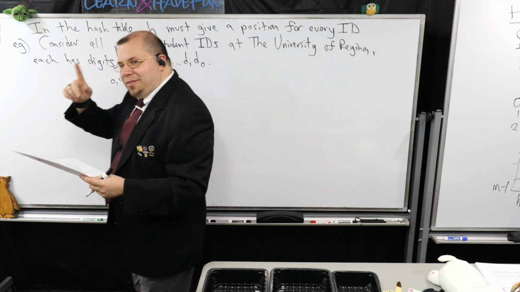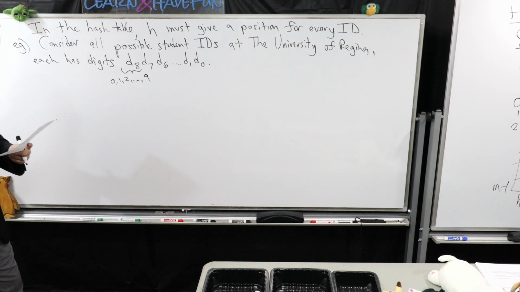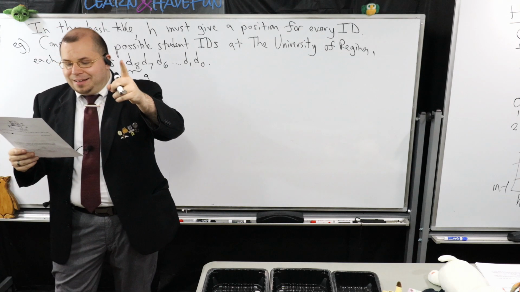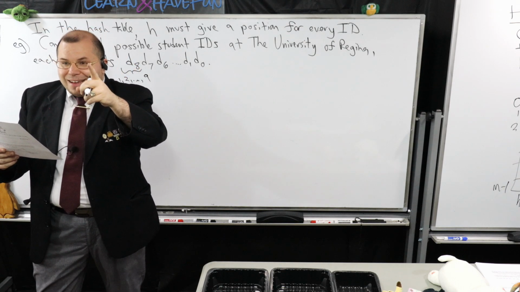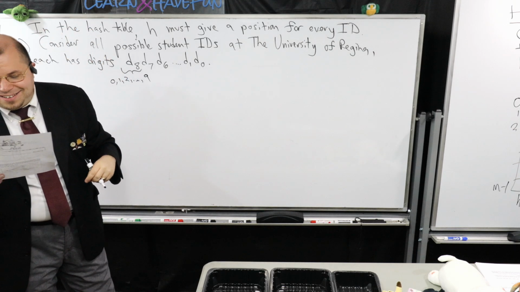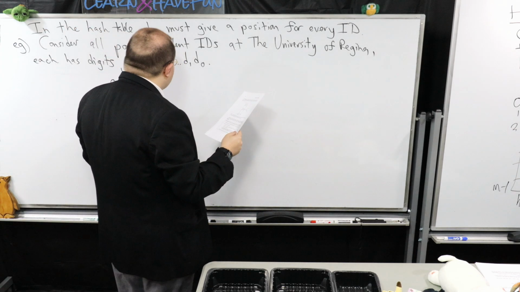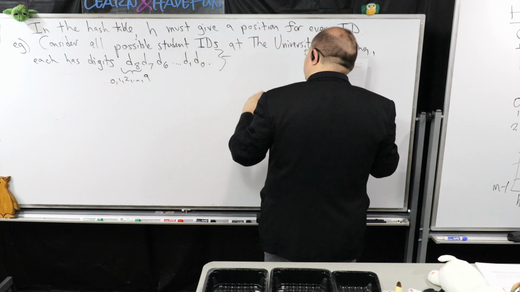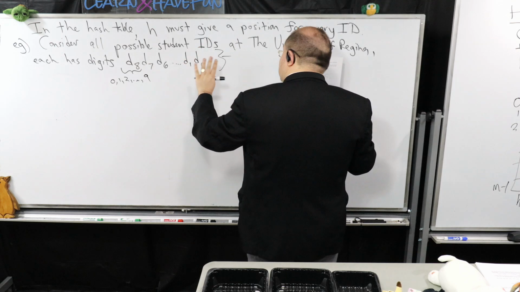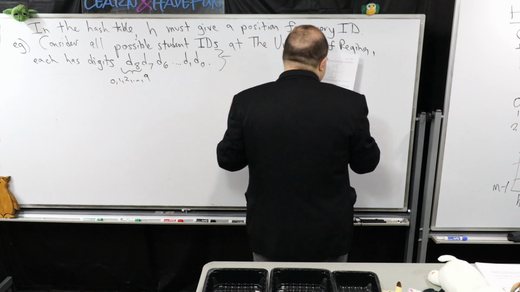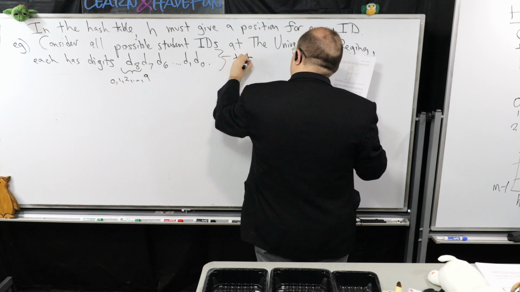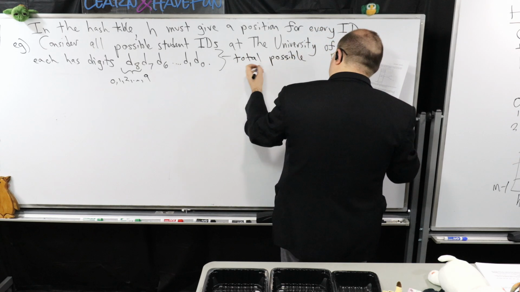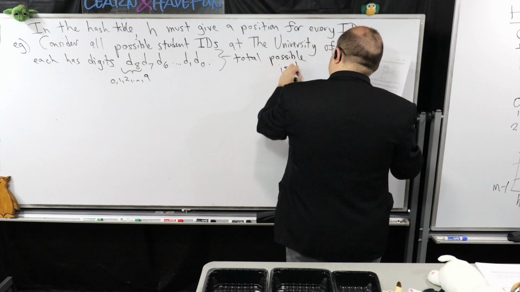I have a very close answer in the chat. Somebody's saying 9 to the 9. It is very close. It is 10 to the 9. Very good. This is just because each digit has 10 possible values, and they're independent of each other. So the total possible number of these is 10 to the power of 9.